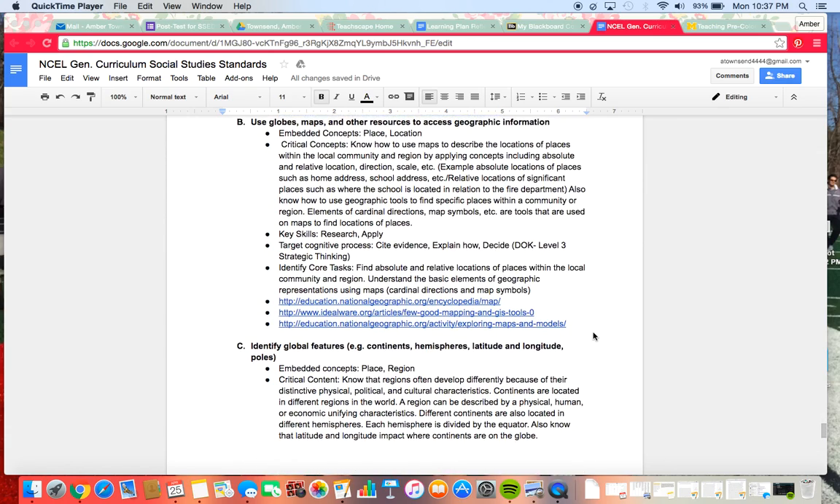The next thing we need to pull out of the standard, it says, use globes, maps, and other resources to access geographic information. And the task that I pulled out of that was, find absolute and relative locations of places within the local community and region. Understand the basic elements of geographic representations using maps: cardinal directions, map, and symbols.